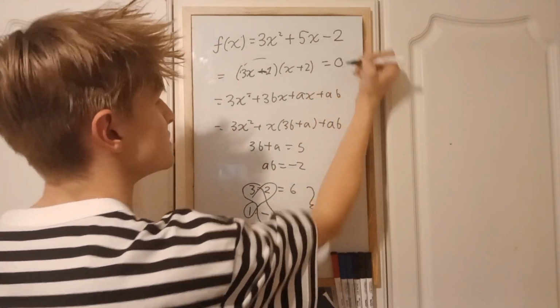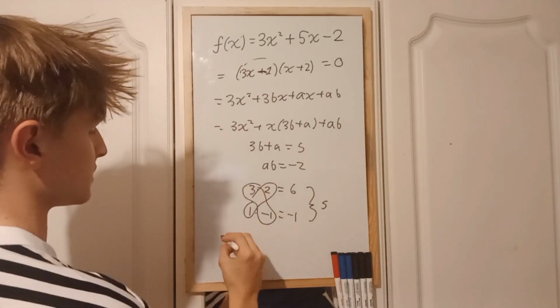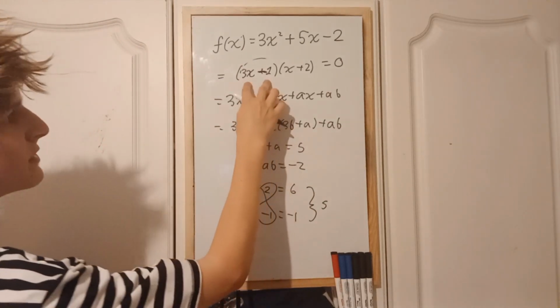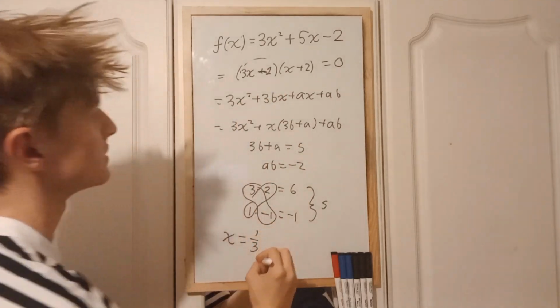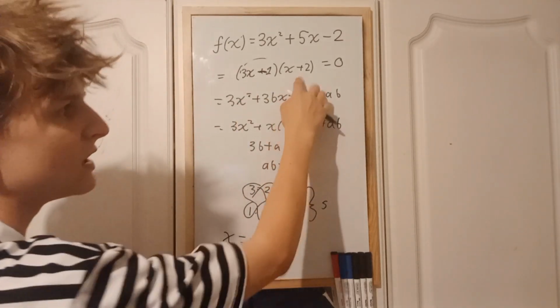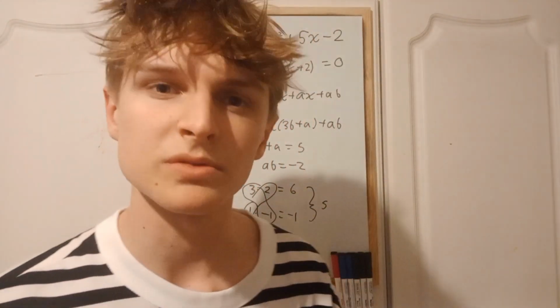If I set it equal to 0 to find the roots of the function, we get, if you do a little bit of mental maths here, x is 1/3, not a nice rational number, and then here you get x equals -2. So that is how you solve some quadratic polynomials, because you'll see this method won't really work for some quadratics. In fact, for most quadratics it won't work, and in the next few episodes we'll learn another method.